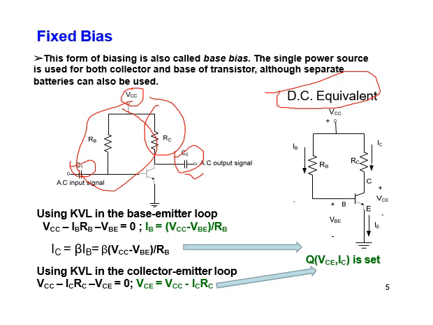So on applying the Kirchhoff voltage law on the input side of this configuration, we will obtain VCC minus IB RB minus VBE equals 0. So that IB becomes equal to (VCC minus VBE) upon RB. Here we can see that for fixed bias, this base current IB remains fixed due to the constant value of VCC, VBE and RB. Here VBE is the base to emitter voltage and it is equal to 0.7 volt for silicon.